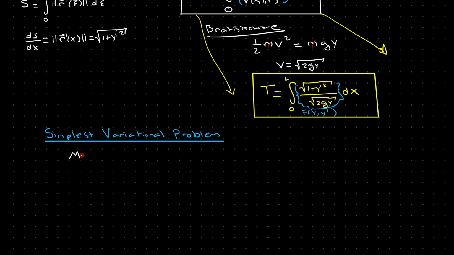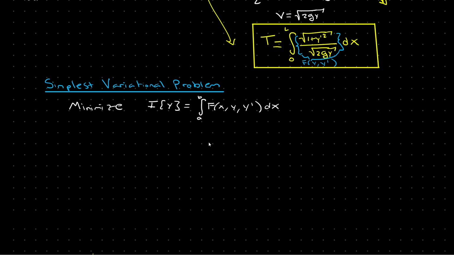So the simplest variational problem is to minimize the functional I of y in the form of an integral from a to b of some multivariable function f of x, y, and y prime. So this is to solve for the function y of x which minimizes this functional in this form right here.